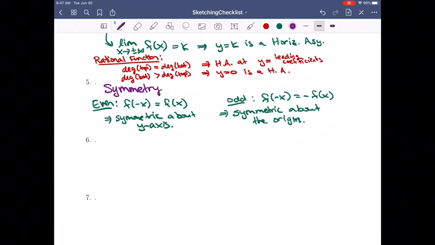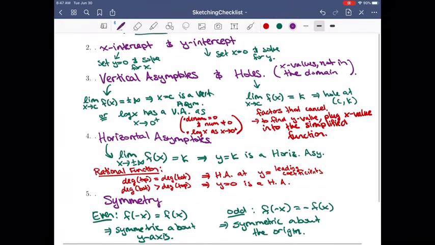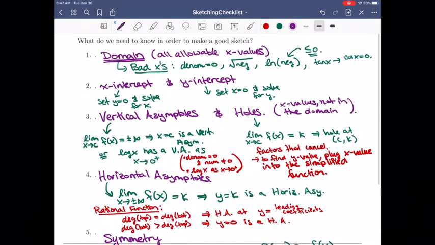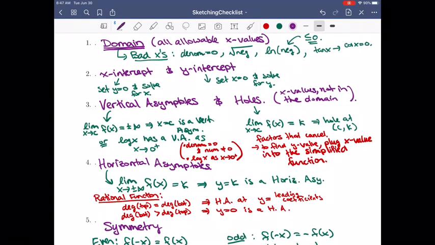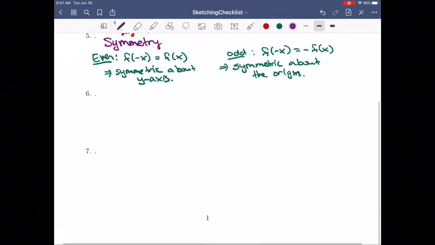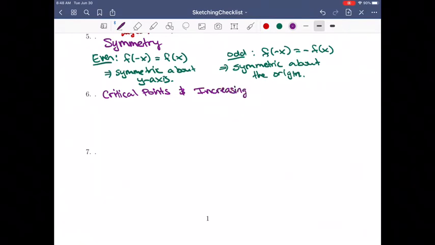So number 6 and 7, so all of this so far is pre-calculus. Okay, we haven't really added anything new. We've just revisited everything that you probably saw in a previous pre-calculus course. Number 6 and 7 is when calculus comes in. So things that we also want to include in our graphs are the critical points, okay, and intervals where the function is increasing and decreasing. So we want to make sure that those match.